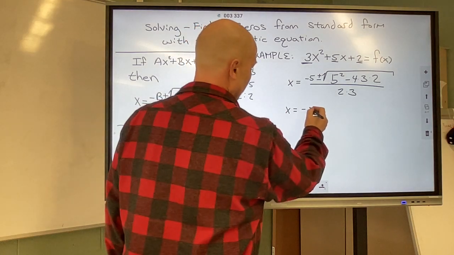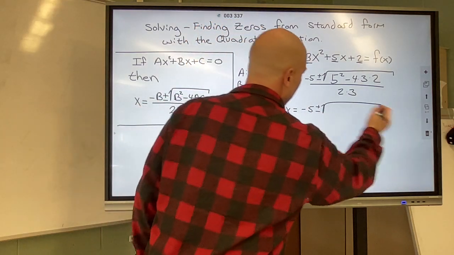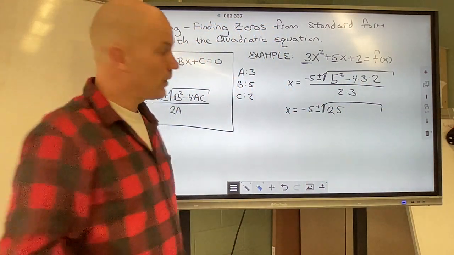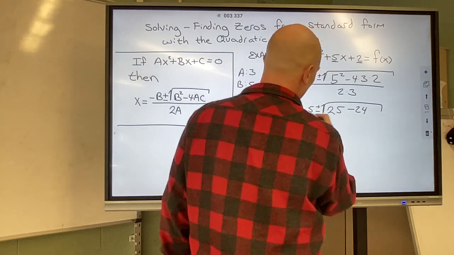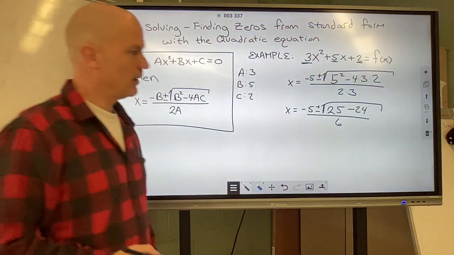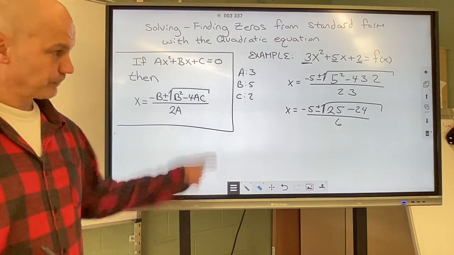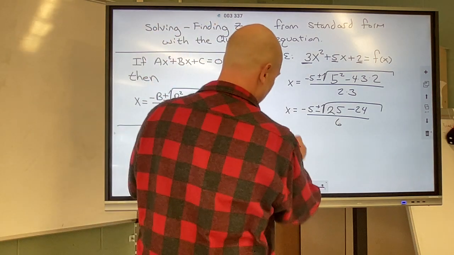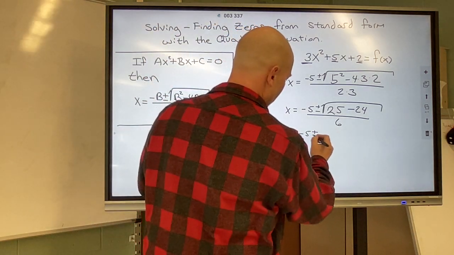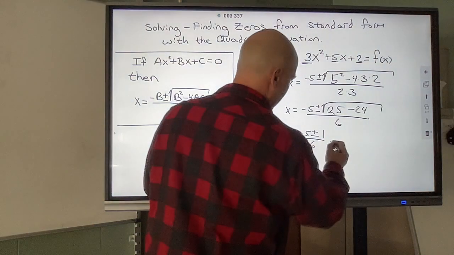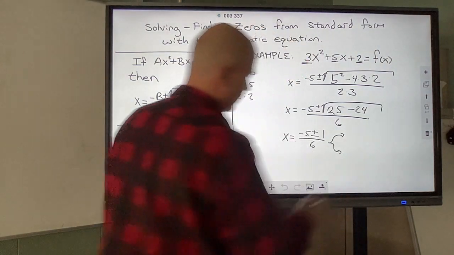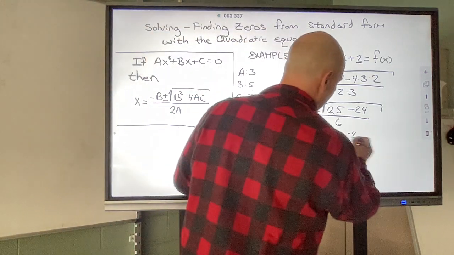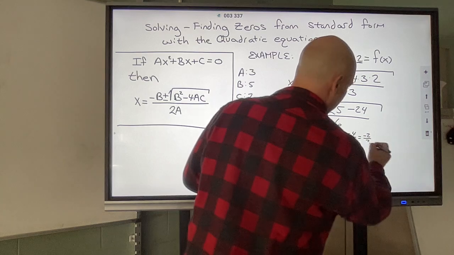X equals the opposite of b, plus or minus the radical. 5 squared is 25. 4 times 3 times 2 is 24. So this is minus 24 all over 2 times 3 is 6. I'm going to do this one more step. 25 minus 24 is 1. I know the square root of 1 is 1. So I end up with x equals negative 5 plus or minus 1 over 6. And remember that's two different answers. Negative 5 plus 1 is negative 4 over 6, which is negative 2/3.